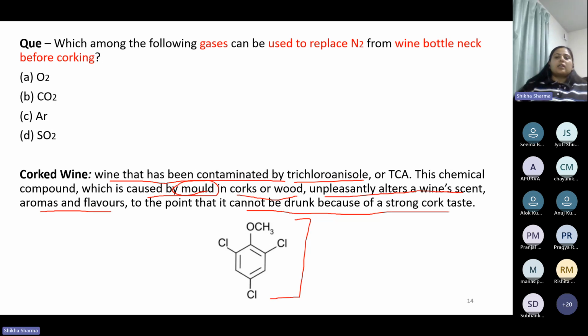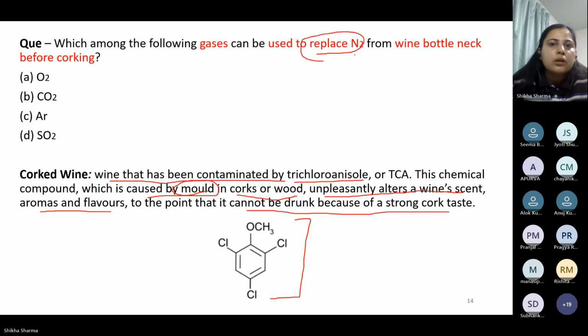So it is an undesirable change in the wine, which producers do not want, since it makes the wine undesirable because of the strong unpleasant aroma. So to prevent that, we need to stop the oxidation process, and we need to replace the gases. So which among the following gases can be used to replace nitrogen gas from the wine bottle neck before corking?